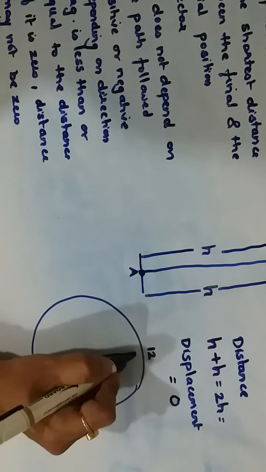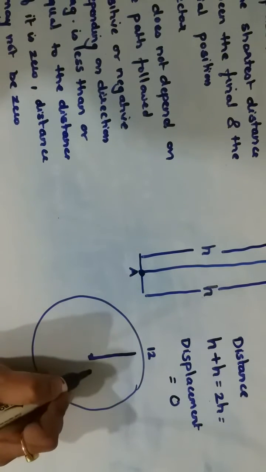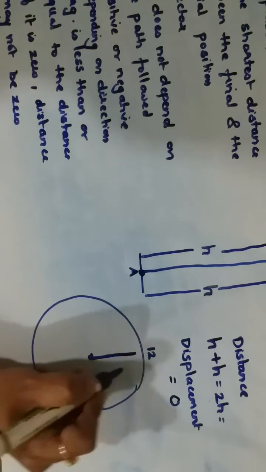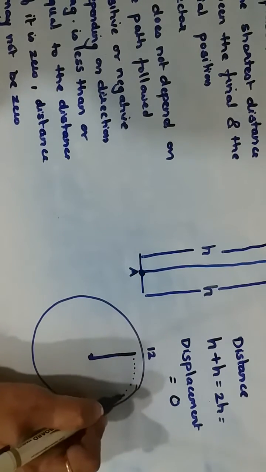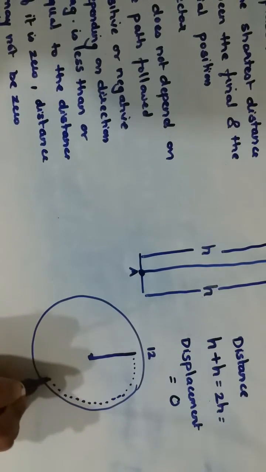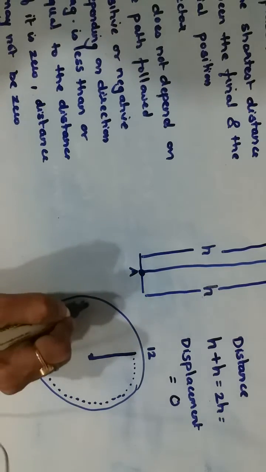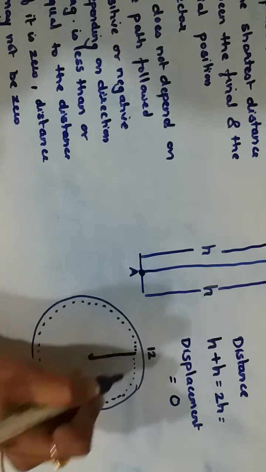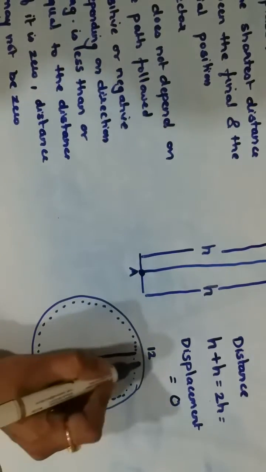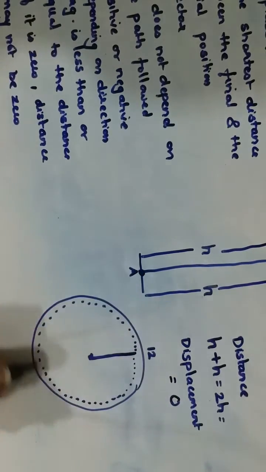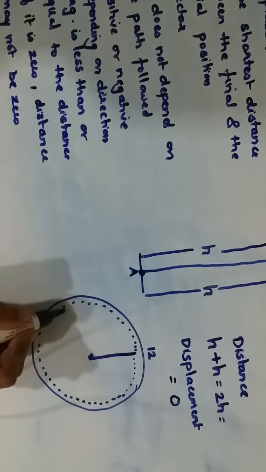So this hand of the clock, it may be a minute hand, hour hand or a second hand. It will cover the total outer boundary of the circle, that is called as the, can anyone? Yes, it is the circumference. The outer boundary is called as the circumference.